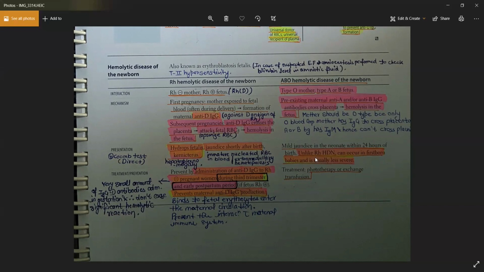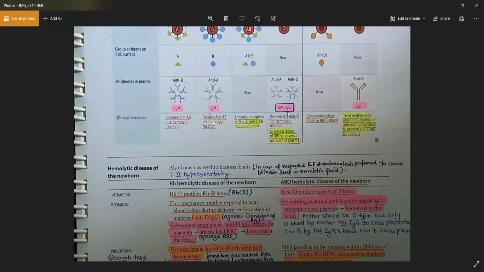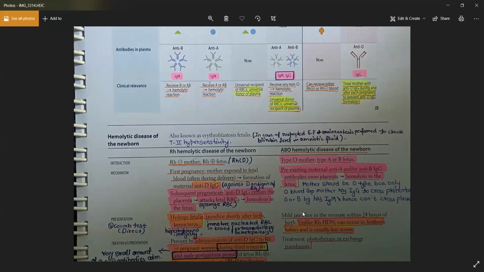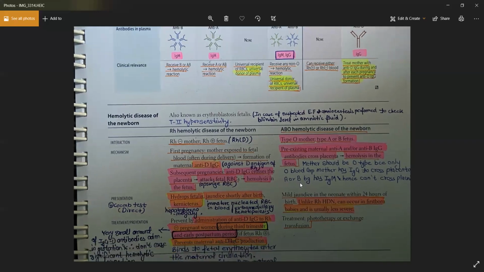You know these are IgG type antibodies, right? So these IgG antibodies easily cross the placenta and enter the fetus's blood, and also in the first pregnancy, they will cause hemolysis there, right? So this fetus will have a high level of bilirubin, and they will have a mild hemolysis. Unlike the Rh disease, this hemolysis won't be very severe. It will be much less severe.